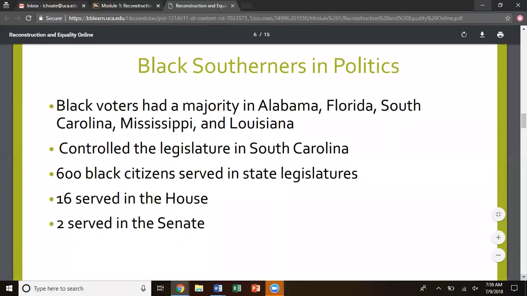Now, in these initial stages of Reconstruction, there was a lot more power and more privilege given to the Black Southerner temporarily.